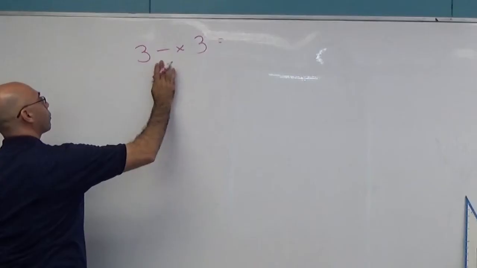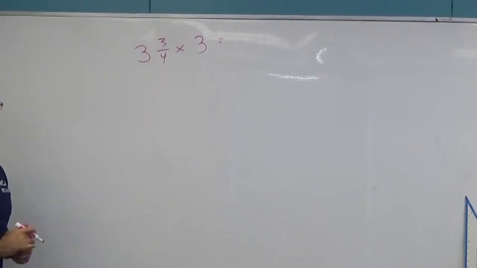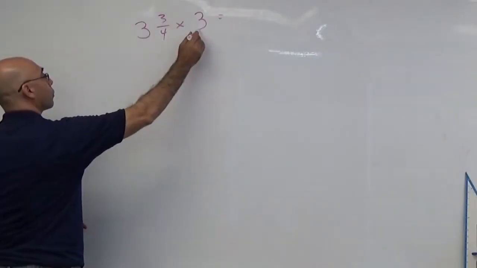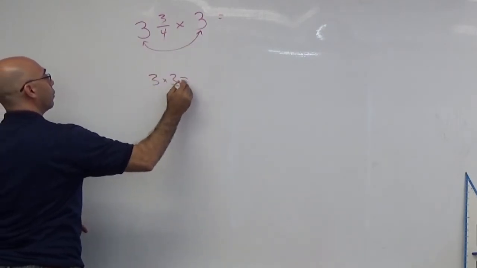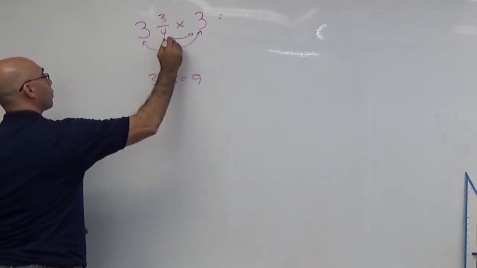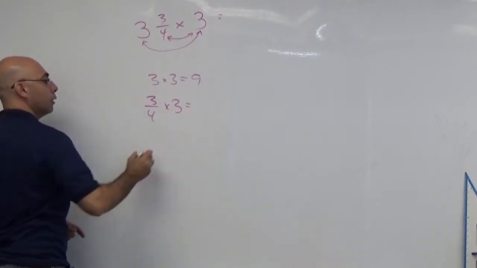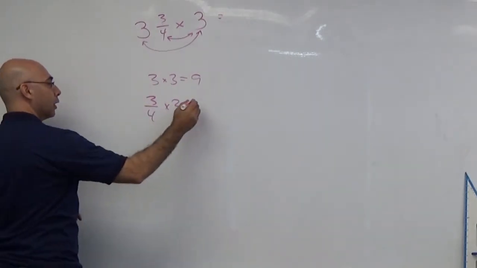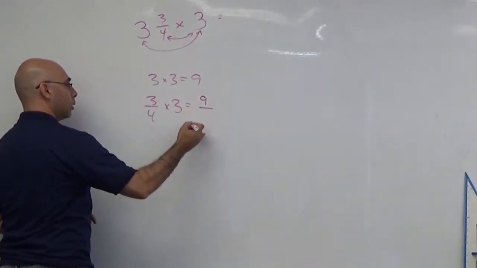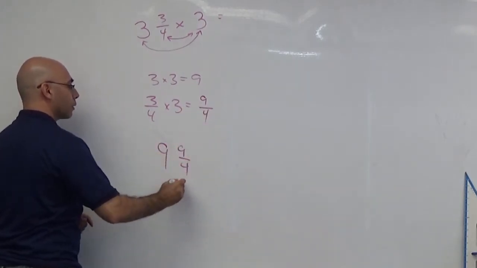Wow. 3 and 3 over 4 times 3. Let's see, 3 times 3 is how much? 9. Thank you. And we have to do 3 times 3/4, or we'll say 3/4 times 3. So you're just multiplying the top numbers, yes? What's 3 times 3 again? 9. What's the bottom number going to be? 4. So your answer is 9 and 9/4.